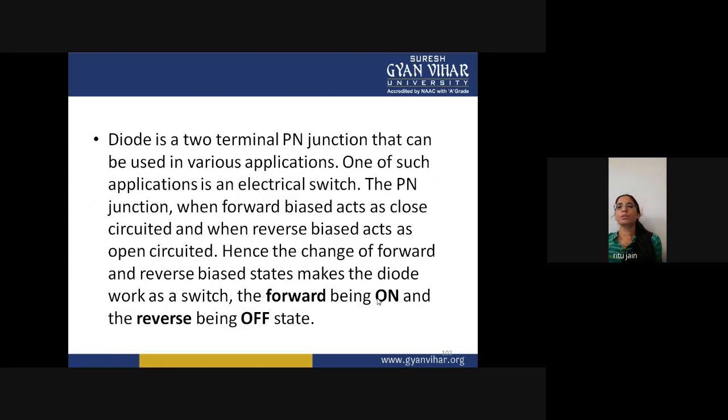A diode is a two-terminal PN junction that can be used in various applications. One such application is an electrical switch. The PN junction, when forward biased, acts as a closed circuit, and when reverse biased, acts as an open circuit. Hence, the change between forward and reverse bias states makes the diode work as a switch, with forward being the on state and reverse being the off state.